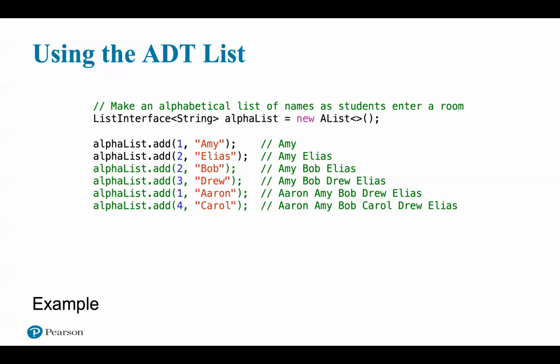First, a professor wants an alphabetical list of the names of the students who arrived for class today. As each student enters the room, the professor adds the student's name to a list. It is up to the professor to place each name into its correct position in the list so that the names will be in alphabetical order. The ADT list does not choose the order of the entries. The following Java statements place the names Amy, Elias, Bob, Drew, Aaron, and Carol in an alphabetical list. The comments at the end of each statement show the list after the statement executes.